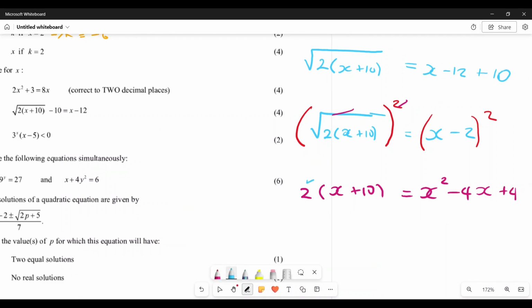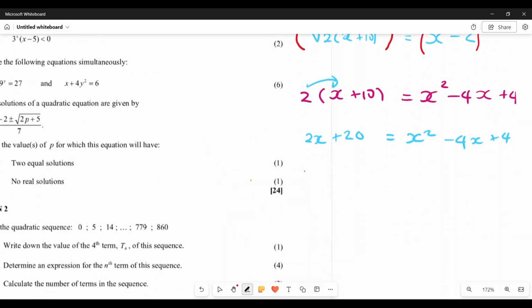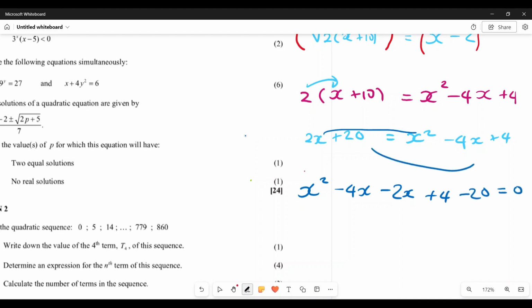Now, distributing this 2 into this bracket, I'm going to have 2x plus 20, and this would still be equals to x squared minus 4x plus 4. Now we need to try and simplify that further. So I'm going to take everything to the right-hand side and group like terms. So x squared will be alone, it doesn't have a like term. So we have minus 4x. Taking this 2x to the other side, it will be a negative. I'm going to put it here. And I have plus 4. Taking the 20 to the other side is going to also be a negative. And everything would be equated to 0.